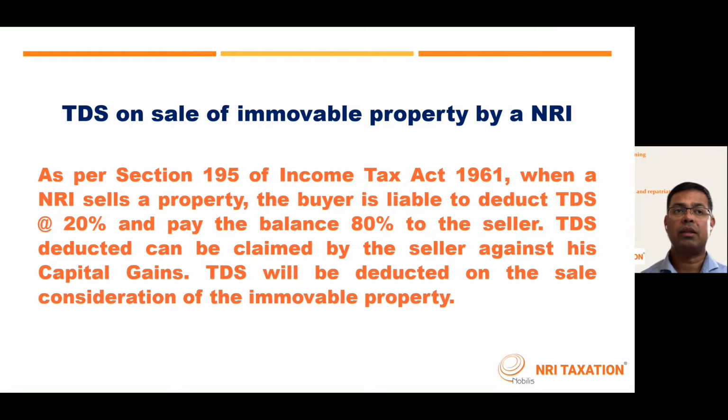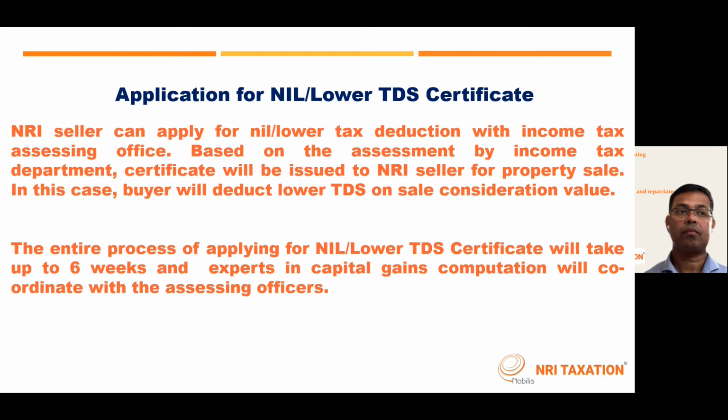Just to clarify this part in detail, when you sell your property, let us take 1 crore rupees. The withholding of taxes is on 20% of 1 crore rupees, that is 20 lakh rupees. Whether you make a gain or loss, the 20% is still applicable. So the only way we can avoid this is by applying for lower withholding of taxes.